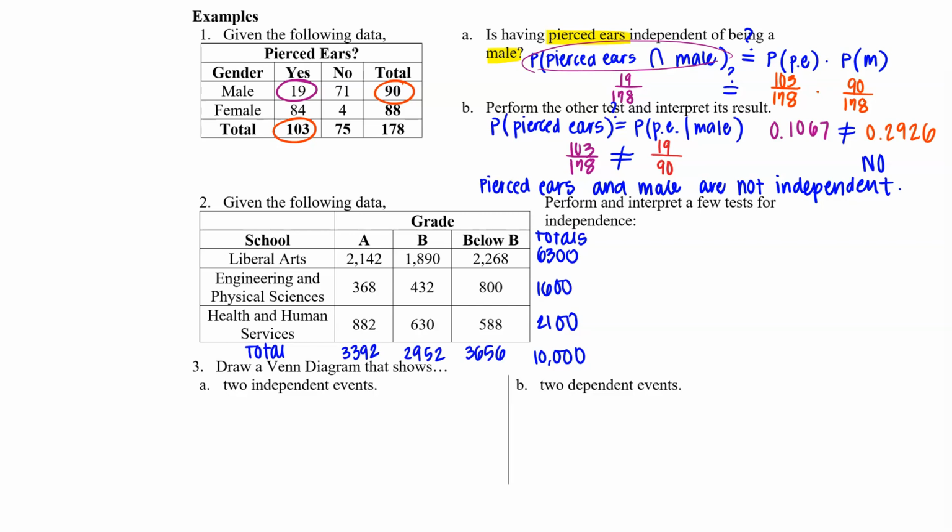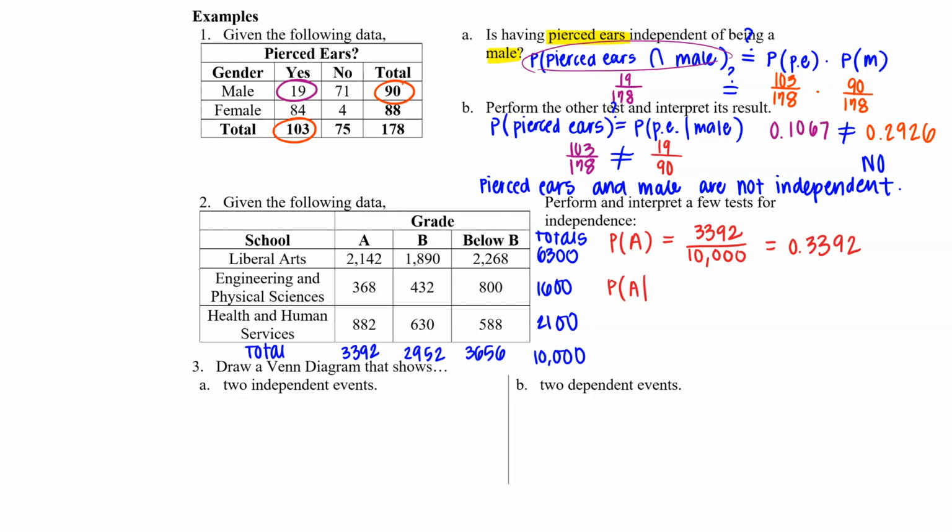To start off with, I'm just going to determine what is the probability that some student has an A on this campus. The probability of A would be of the 10,000 students that are part of this survey, 3,392 students have an A average. This is equal to 0.3392.